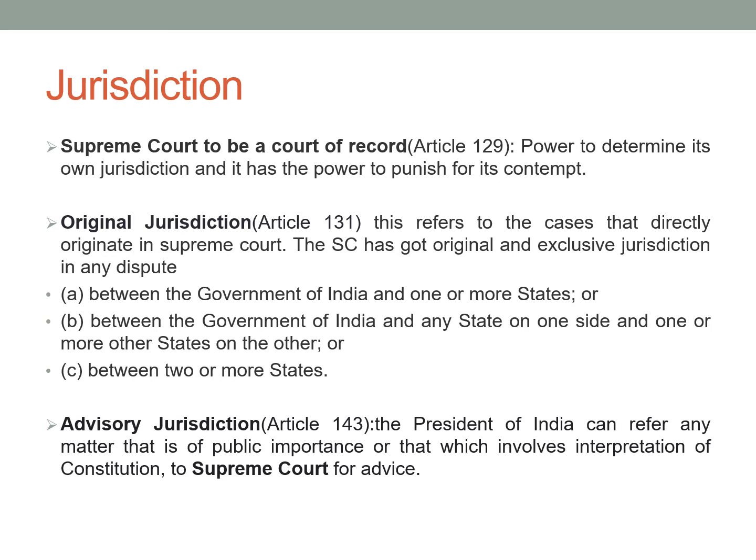Next, we will see the jurisdiction of Supreme Court. Supreme Court to be a court of record, Article 129. It has a power to determine its own jurisdiction and it has a power to punish for its contempt. This can be explained with a case.